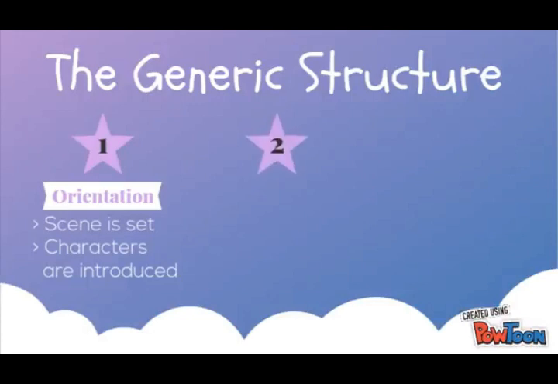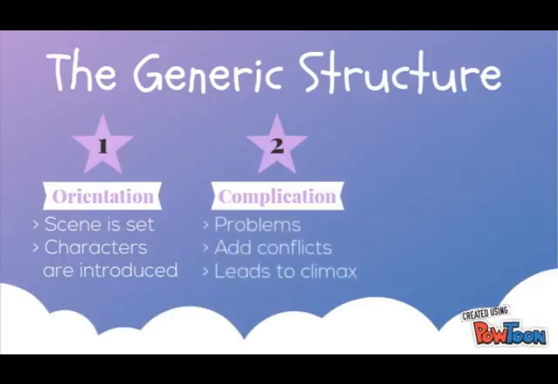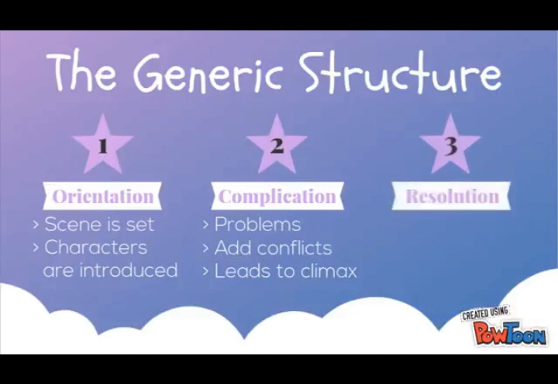The second part is complication. In other names, it is called rising action or the middle of the story. In this part, there will be new problems which add conflicts to the story and it leads us to the climax. Wow, it will be a very great climax. The third part is resolution, or we call it the ending of the story. In this part, the conflicts are solved. Well, hopefully.